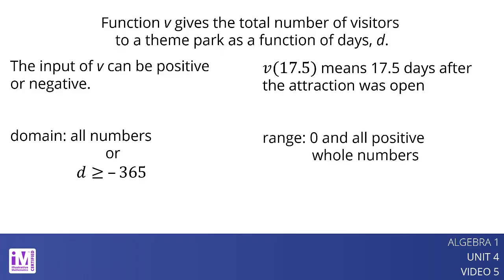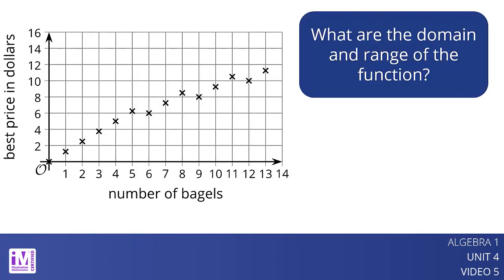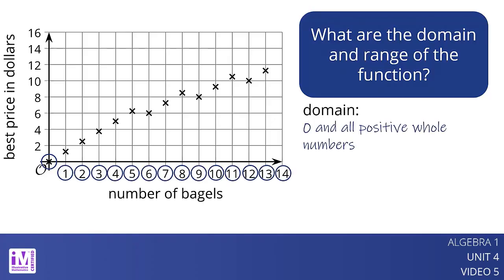The graph of a function can sometimes give us information about its domain and range. This graph represents the best price of bagels as a function of the number of bagels bought. What are the domain and range of the function? The number of bagels cannot be negative, but could include 0, which represents no bagels bought. The domain of the function therefore includes 0 and positive whole numbers. The range includes 0 and certain positive values.